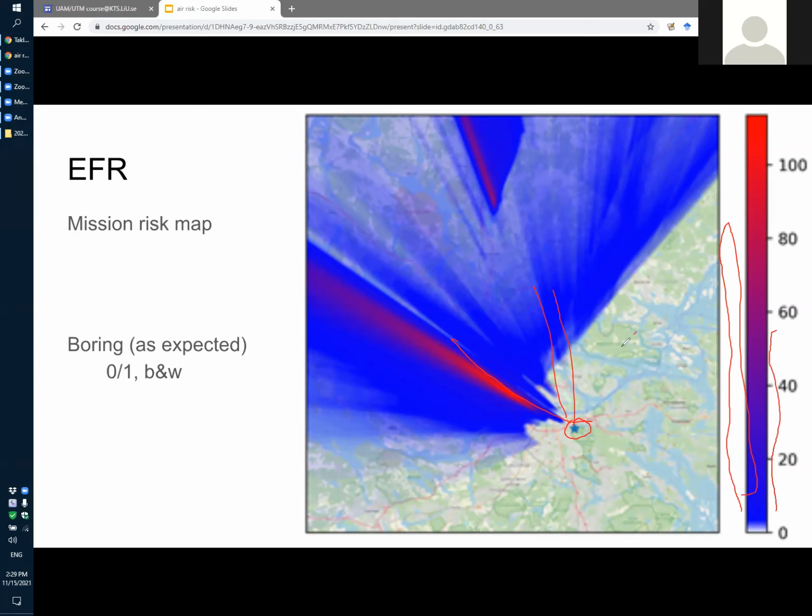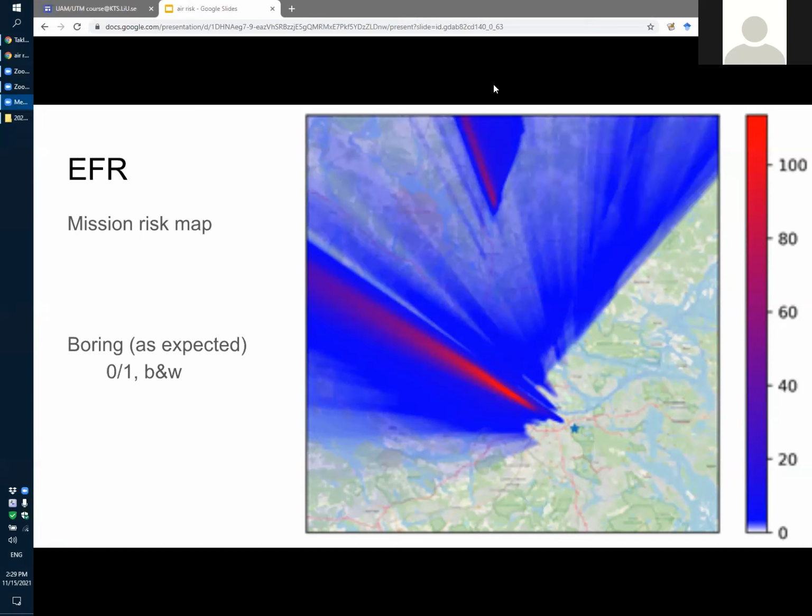So essentially, you can fly here. That's okay, because you don't intersect any aircraft path. You can fly up to here, but as soon as you intersect an aircraft path, your fatality rate skyrockets. You don't want to fly through there. More or less, you have to stay away from the places in the airspace where conventional aviation flies.